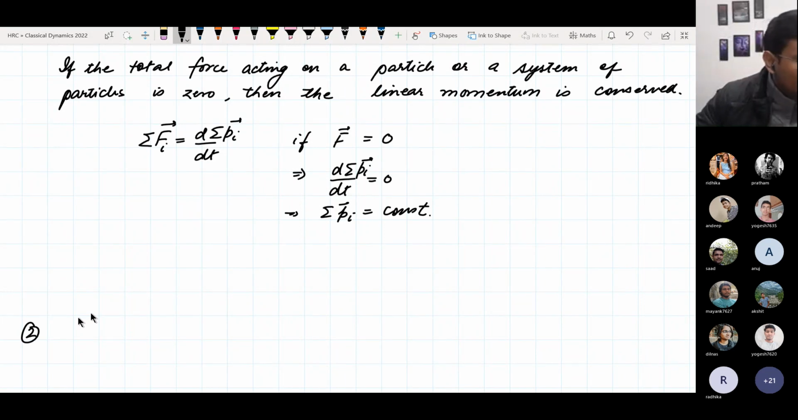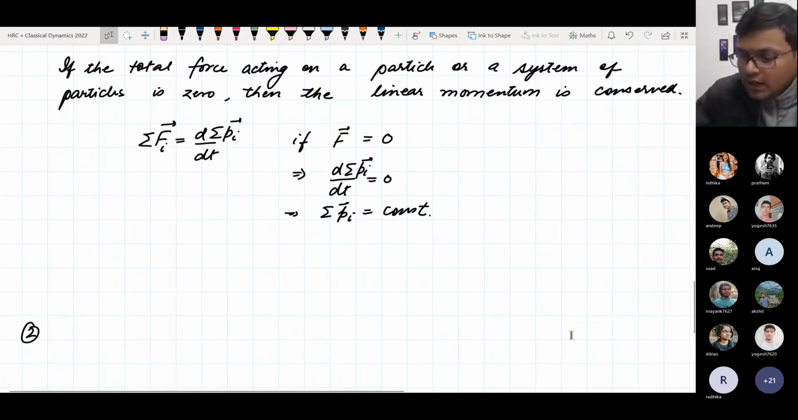Okay, all right, what is the next important conservation rule? Another important conservation rule. Energy is there, yes. I'll come to energy. Any other? Angular momentum. Angular momentum, very good, yes.